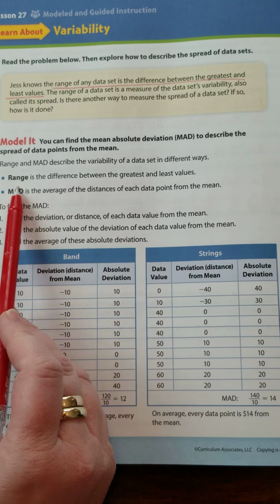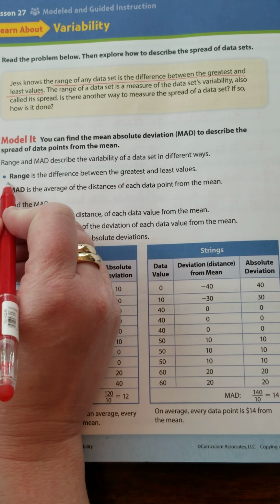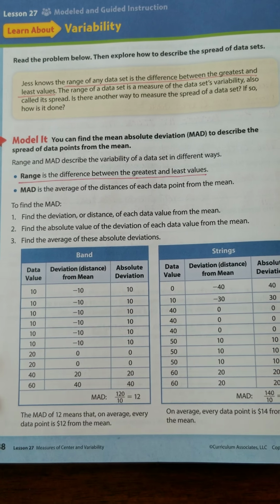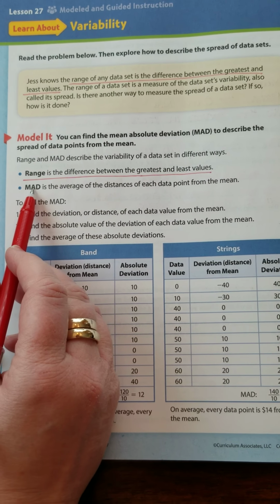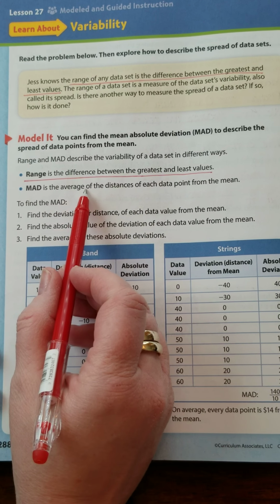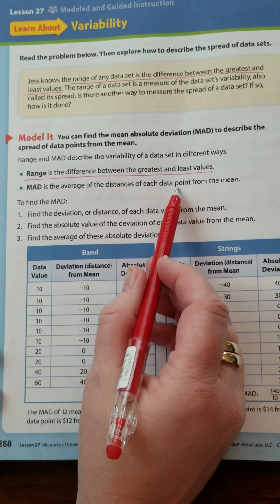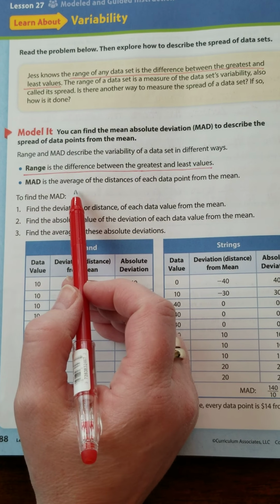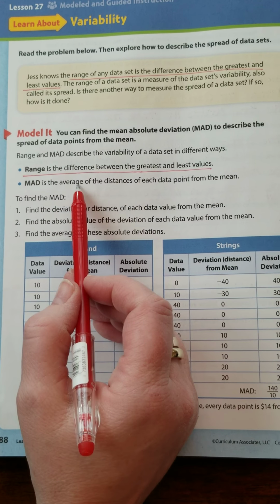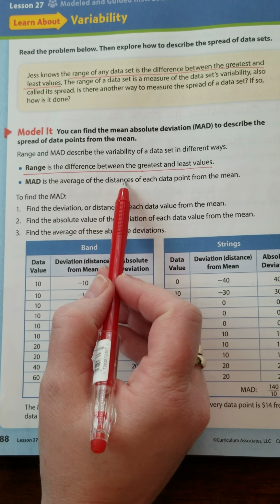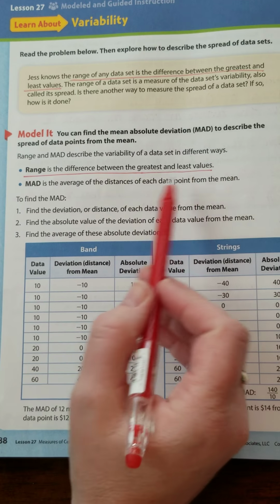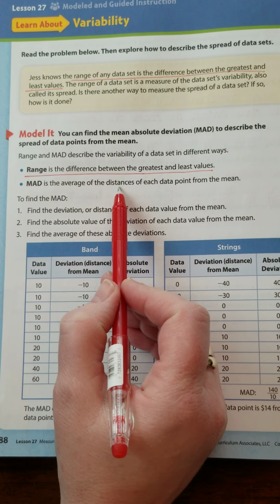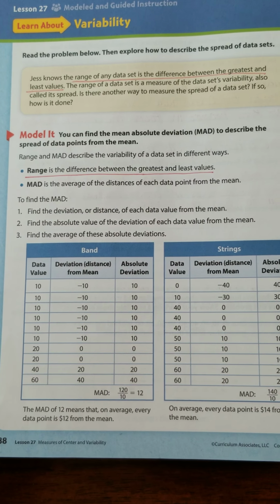Okay, so we know what range is. I'm going to underline it again. Range is the difference between the greatest and the least values. But what is MAD? MAD is the average of the distances of each point from the mean. So that's a little bit wordier, but we can break it apart and figure it out. It's the average of the distances of each data point to the mean. That means we're going to find the distance from each data point to see how close it is to the mean, and then we're going to average those.